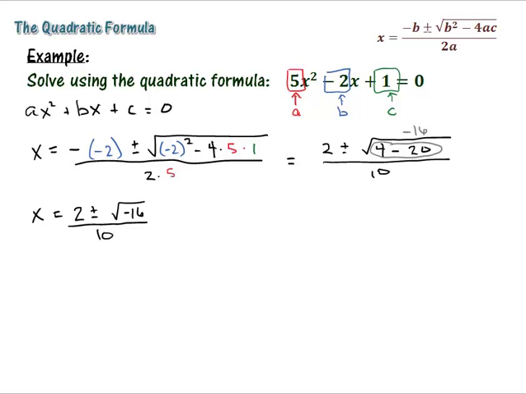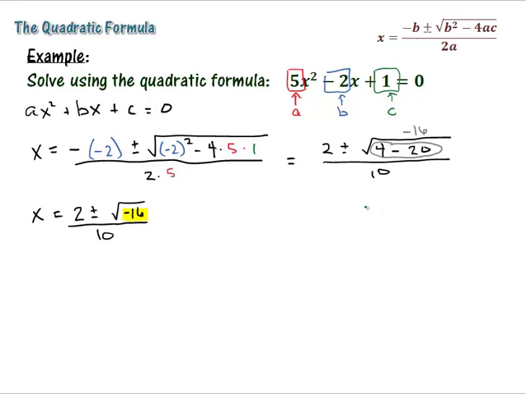Now you may have recognized the issue. The issue is this -16 under the radical. Right? We can't have a negative under the radical for the solution to be real numbers. So we're not going to have a real number solution here. We're going to have an imaginary or complex solution. So we've got to remember how we fix this.